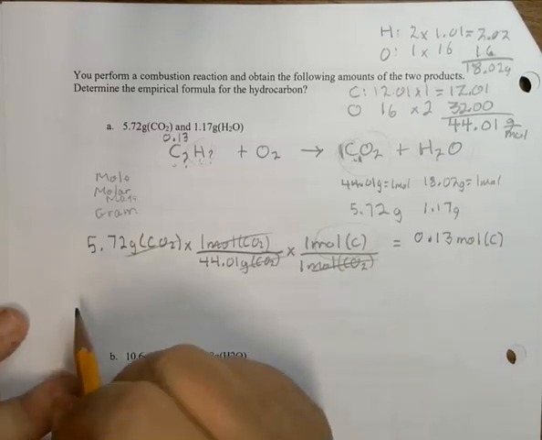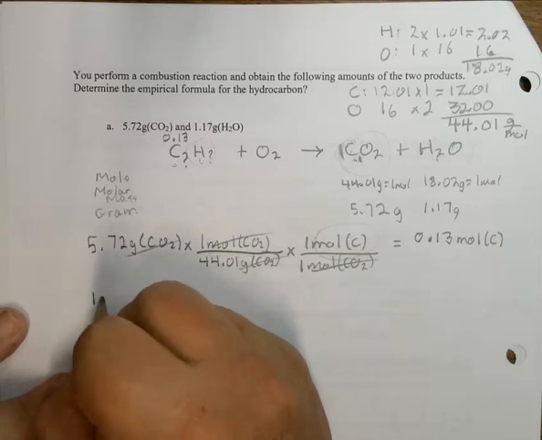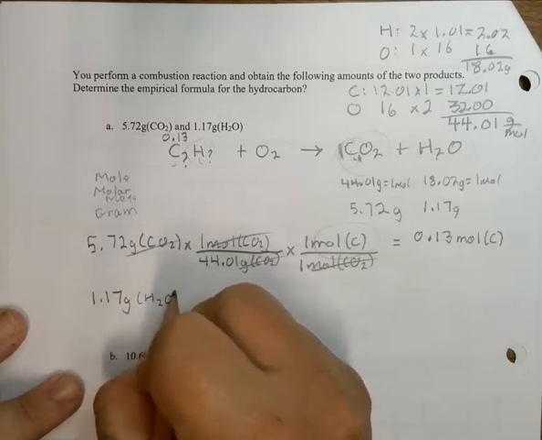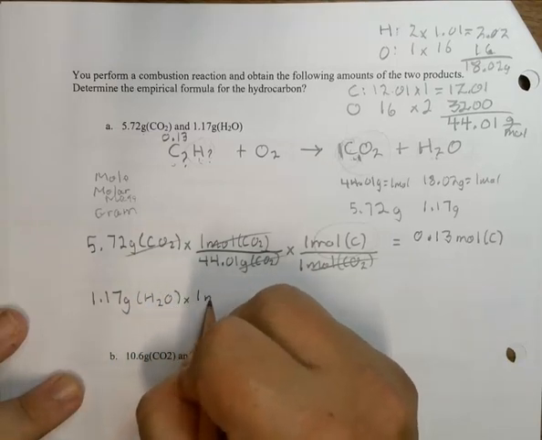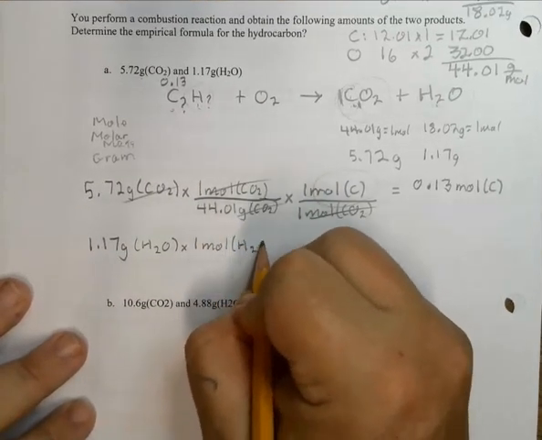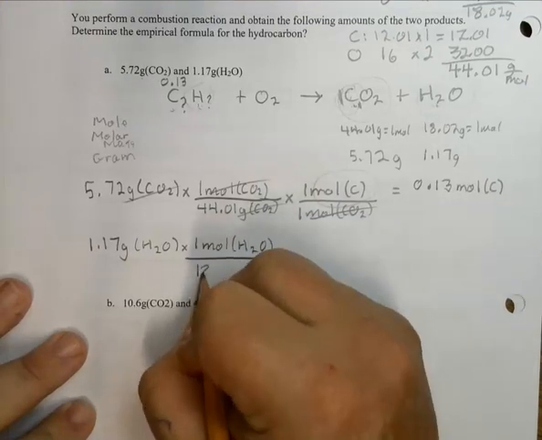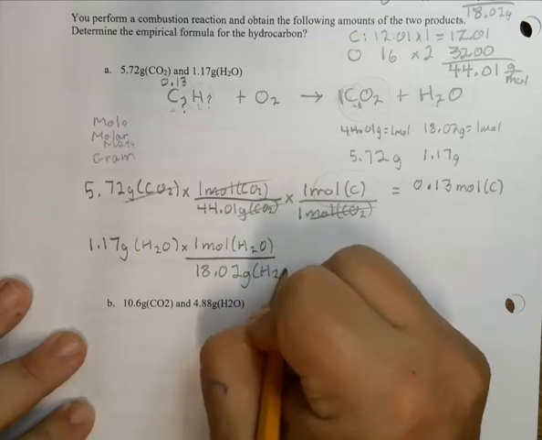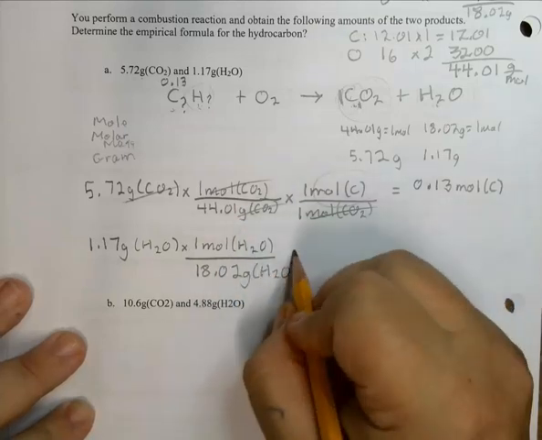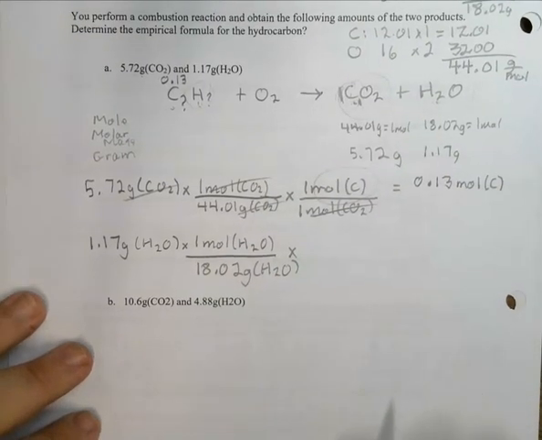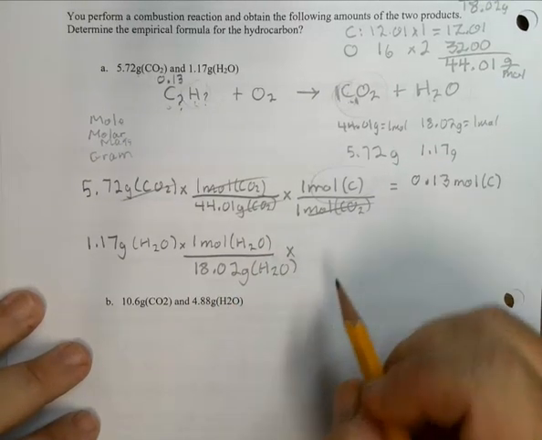So we have 1.17 grams H2O. Now we're going to convert to moles of H2O first, using 18.02 grams per mole. And that means 6 times 10 to the 23rd water molecules in a glass of water is going to have a mass of 18.02 grams.